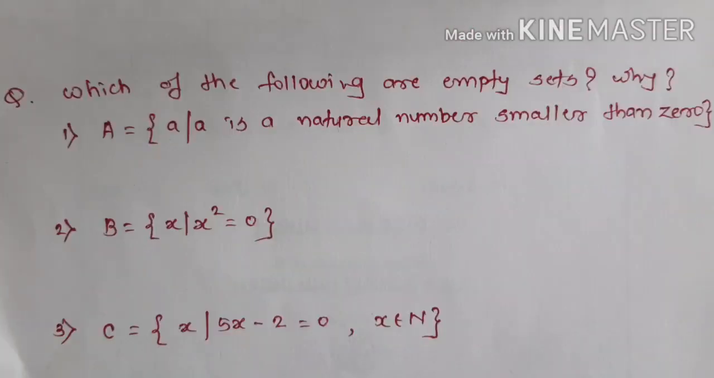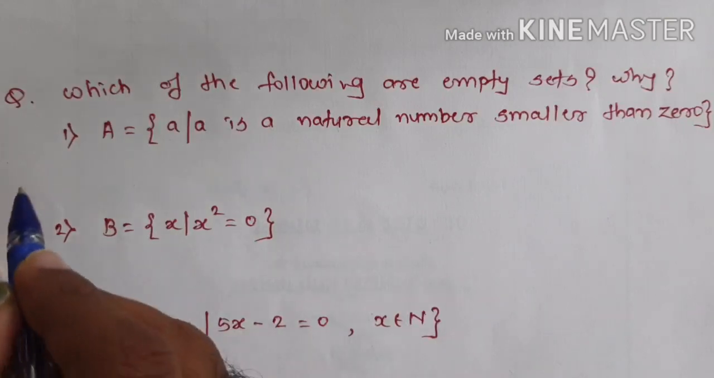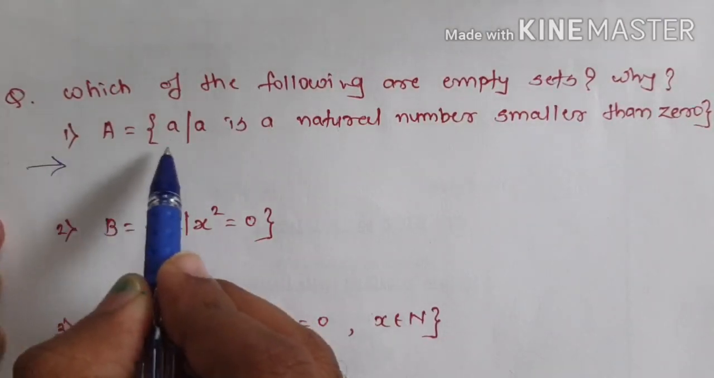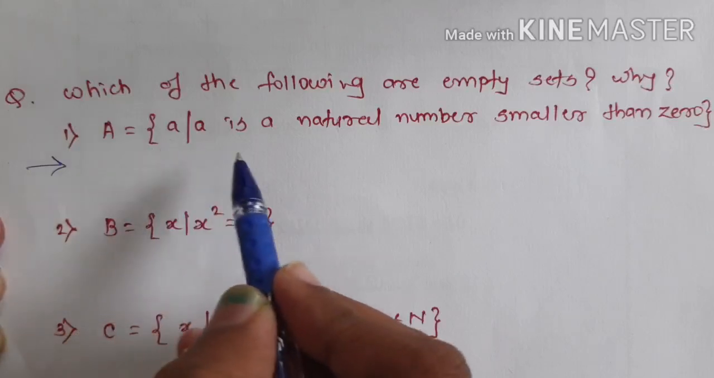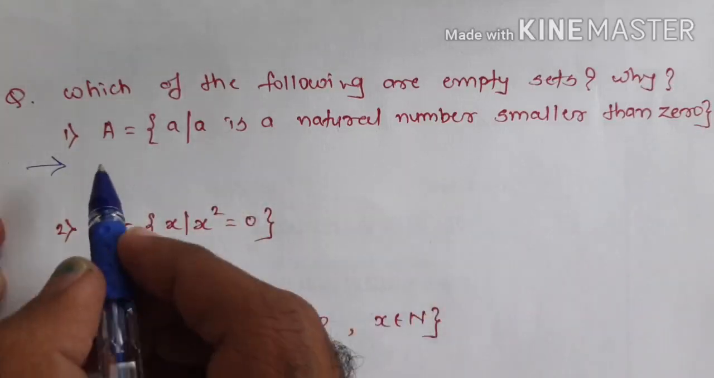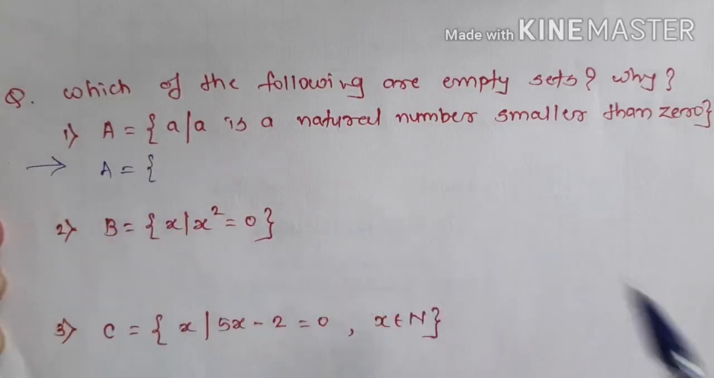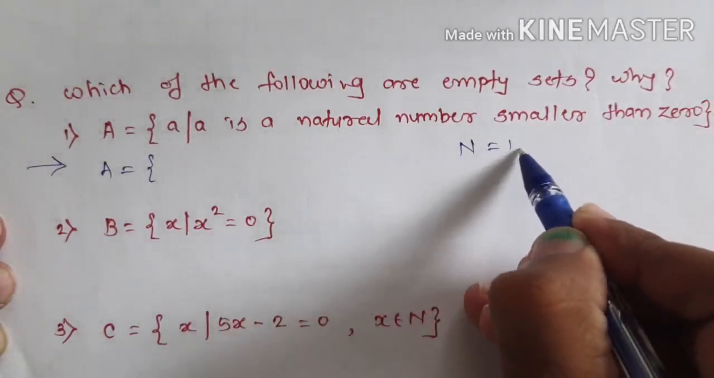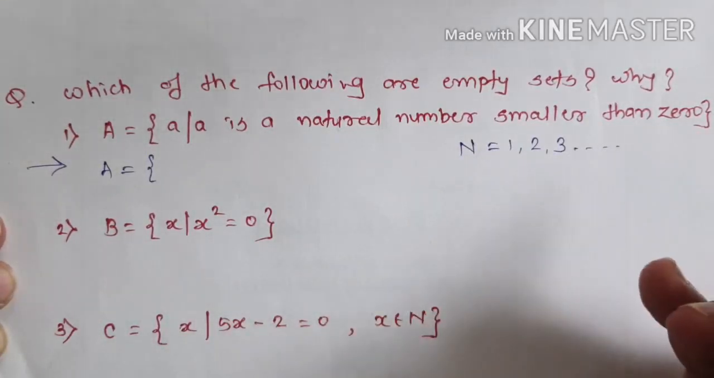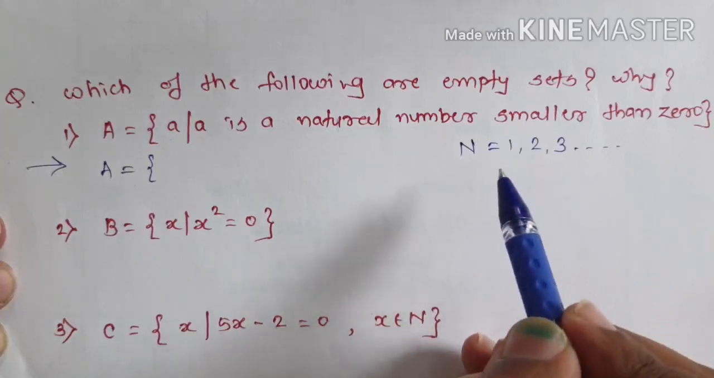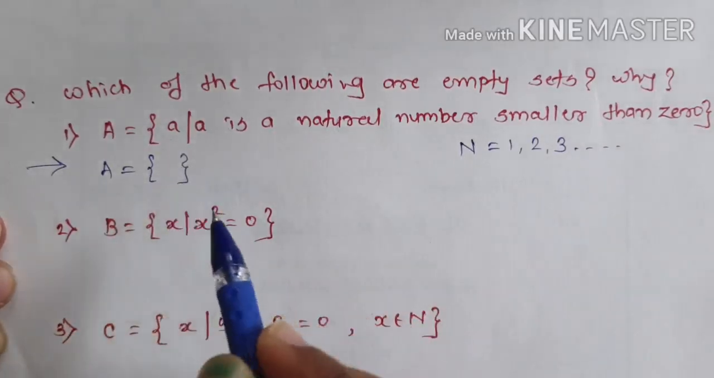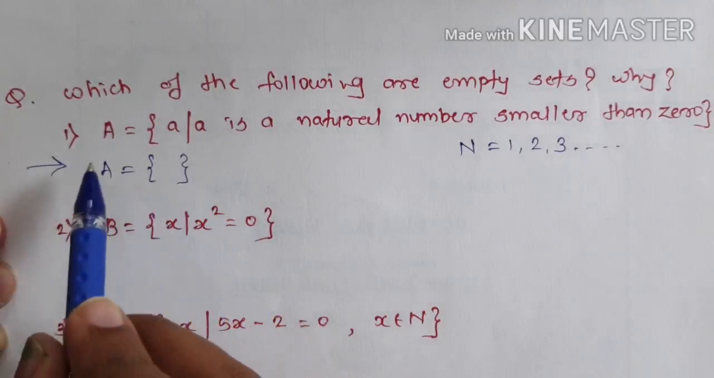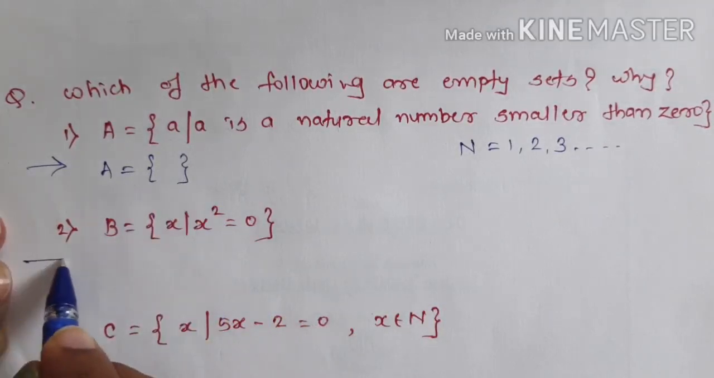The next question is, which of the following are empty sets and why? The first problem is A equals, in curly brackets, small a such that a is a natural number smaller than 0. So we need all those natural numbers which are smaller than 0. First we must know what the natural numbers are. Natural numbers start with 1, 2, 3 up to infinity. So no natural number is smaller than 0. That's why this set does not contain any element, and set A is an empty set.